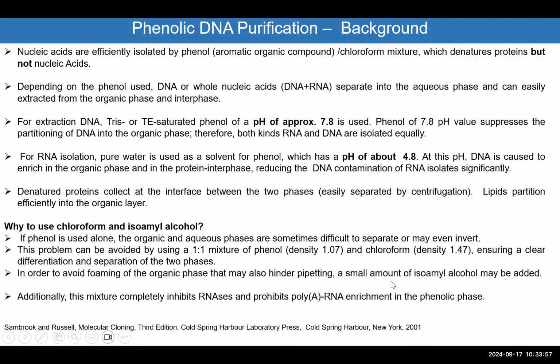In addition, if we are using this mixture at pH 7 to 8, then most of the RNases will be inhibited, because the RNases are in fact enzymes, right? So the proteins will be denatured, and therefore most of the RNases are inhibited. And smaller size RNA will also be kept in the organic phase.